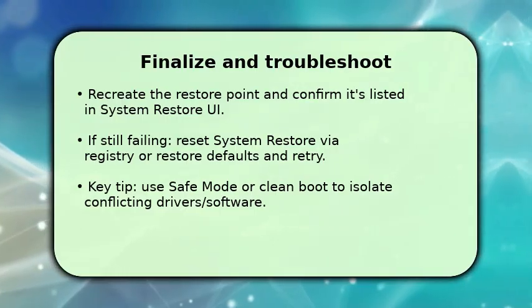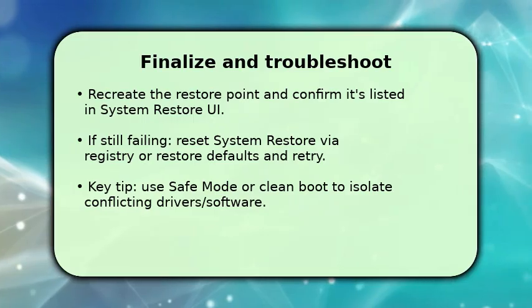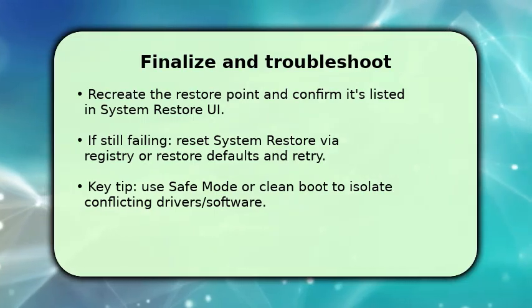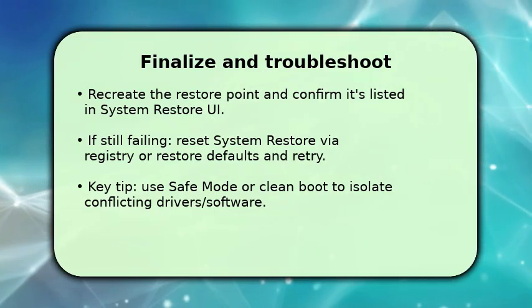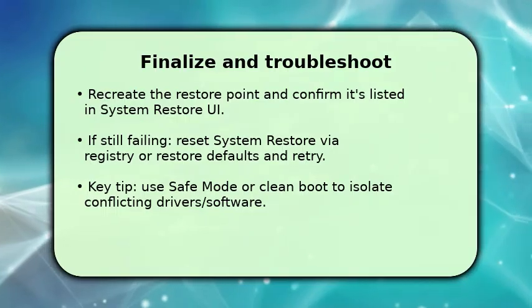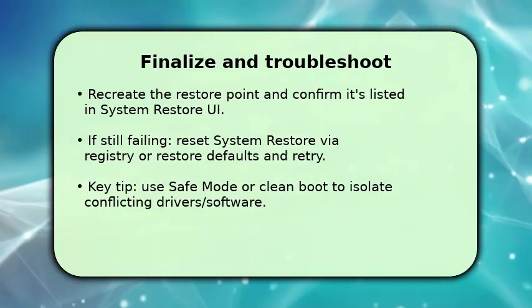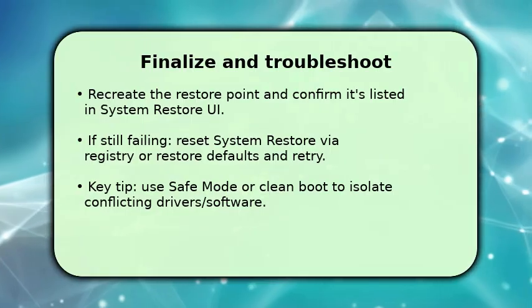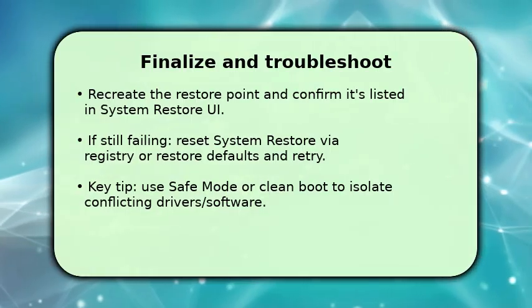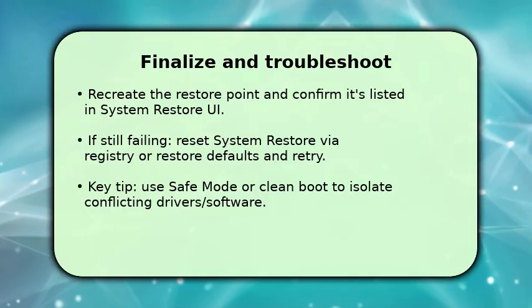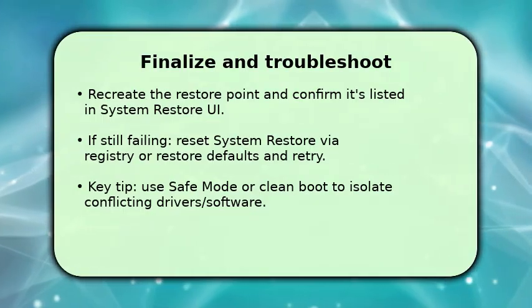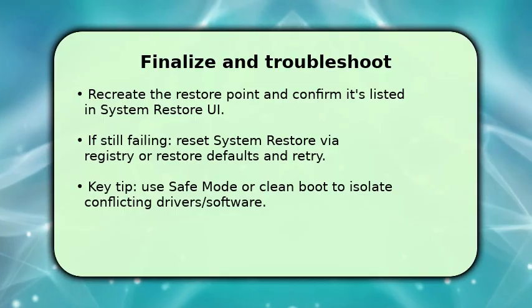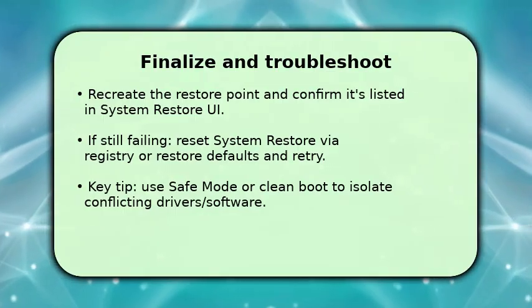If it still fails, reset System Restore settings by reverting to defaults or removing and re-adding system protection for the drive. Be careful in the registry and follow exact key names. Make sure to test again in safe mode or after a clean boot to isolate drivers or apps that interfere. If you encounter persistent errors, the Event Viewer code points you to the precise next action.